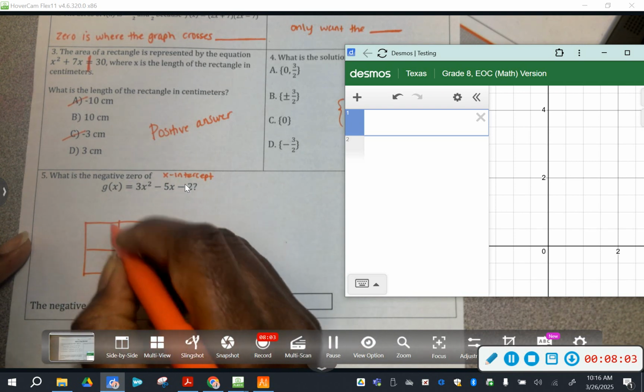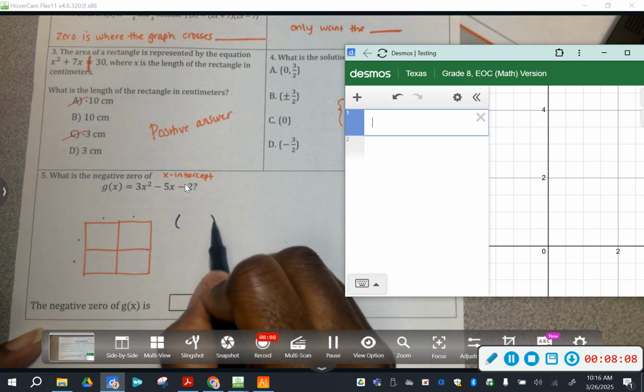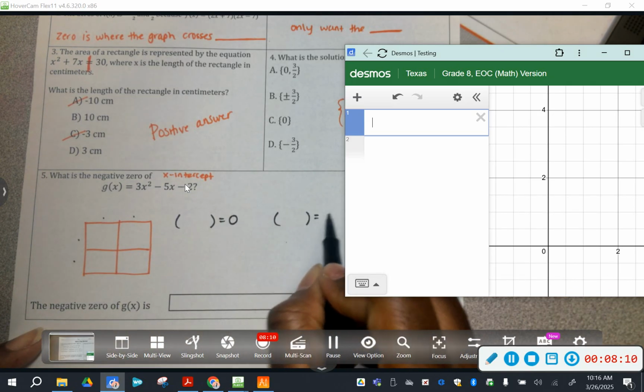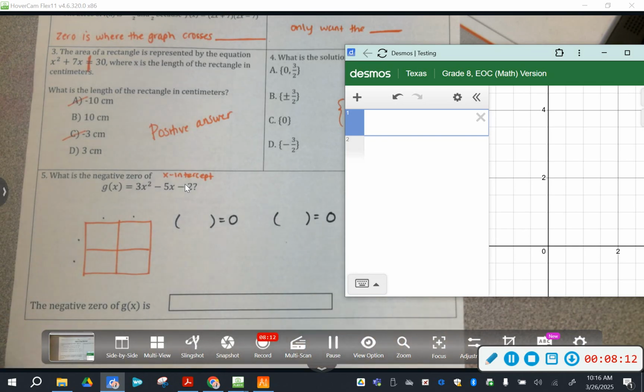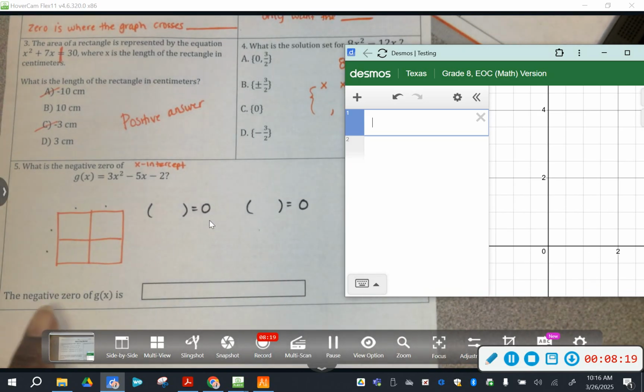Yes, you can factor. And when you get your factors, remember, once you get each factor, you're going to have to set it equal to 0. And no, you don't need the parentheses. And then you're going to have to solve. However, like I said, I'm just doing the Desmos calculator. Finding the 0 is look on the x-axis.